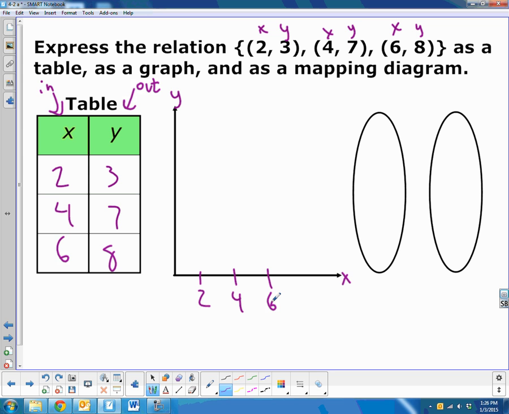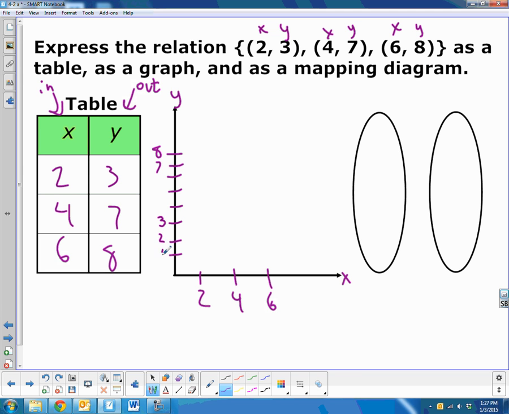My Y's go 3, 7, 8. Now I can't just go 3, 7, 8. That's not a constant pattern, so I might just have to go by ones. 1, 2, 3, 4, 5, 6, 7, 8. So there's 8, there's 7, 6, 5, 4, here's 3. So I'm only going to label the ones I need because I'm lazy, but they are all there. And so all those dashes are in there.